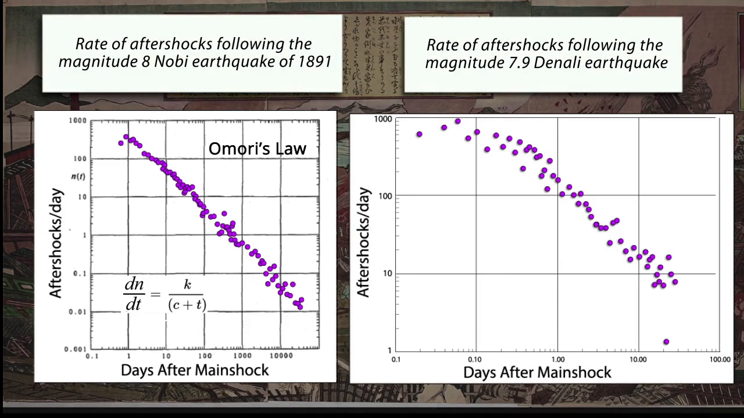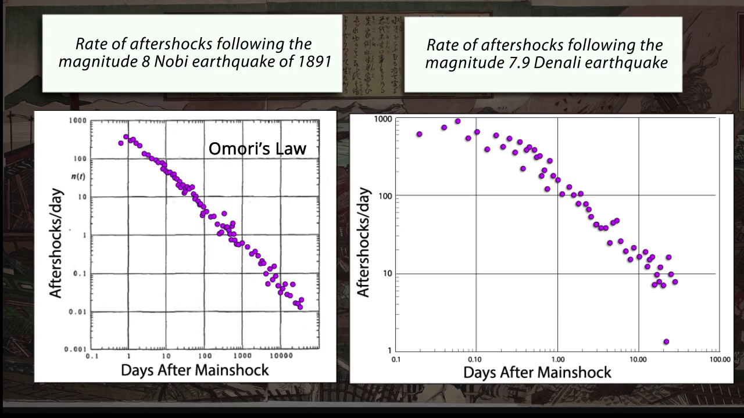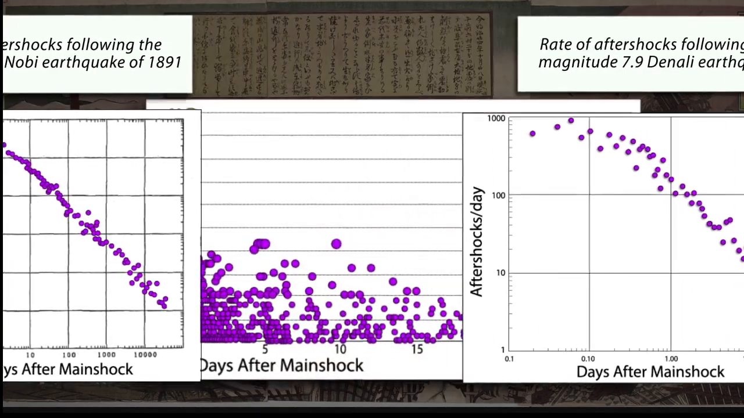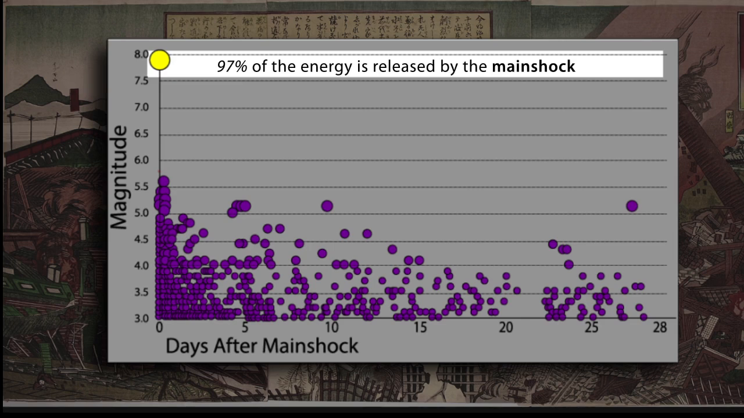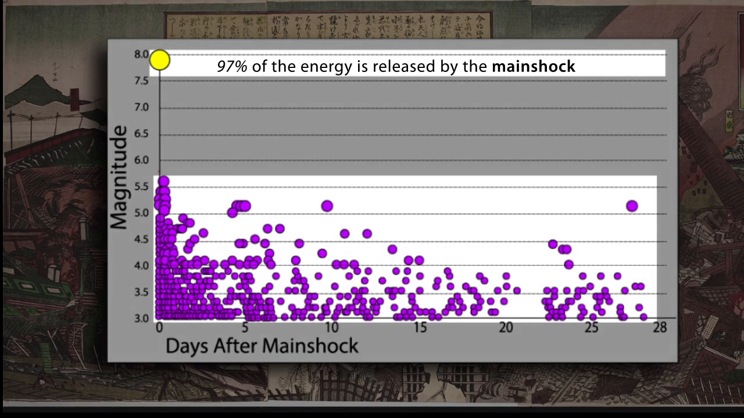Plotting data for the 2002 Denali earthquake sequence on a logarithmic graph shows that the decay in the aftershock rate follows Omori's law. In a typical main shock-aftershock sequence, 97% of the energy is released by the main shock, while the hundreds to thousands of aftershocks release the remaining 3%.